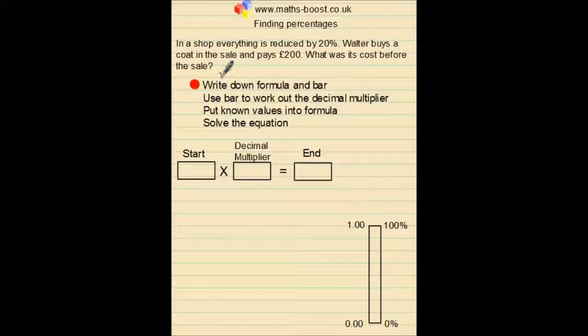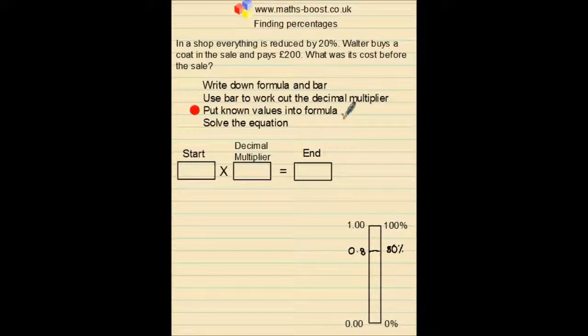In a shop, everything is reduced by 20%. Walter buys a coat in the sale and pays £200. What was its cost before the sale? And this question is known as reverse percentages because I want to know the amount before it went up or down. Step 1, as always, write down the formula and the bar. Step 2, use the bar to work out the decimal multiplier. We always start at 100%, and because everything was reduced by 20%, we moved to approximately here. So we've gone down by 20% to 80%, and so we can see the decimal multiplier is 0.8.